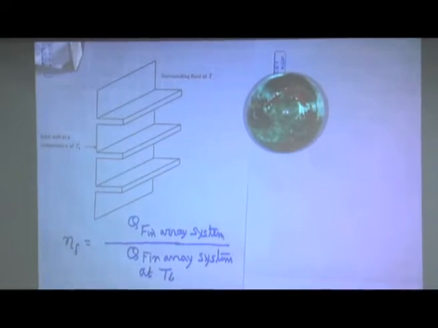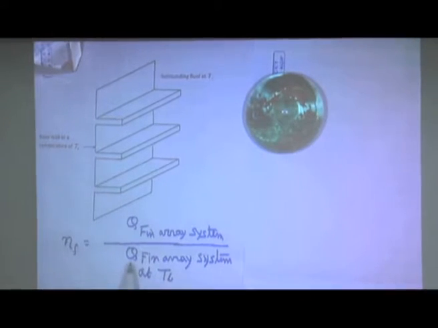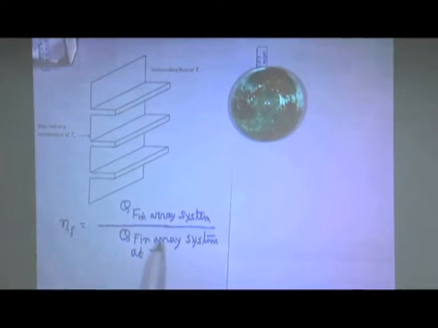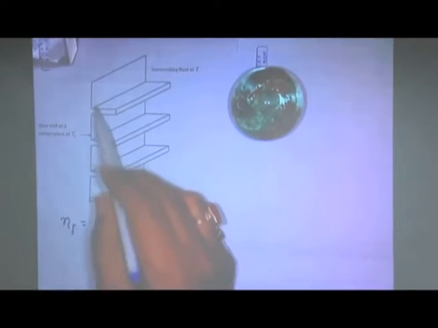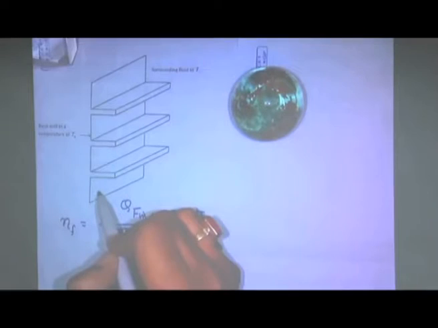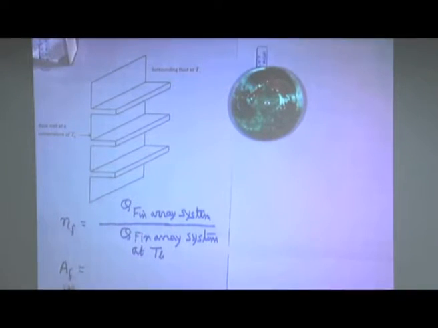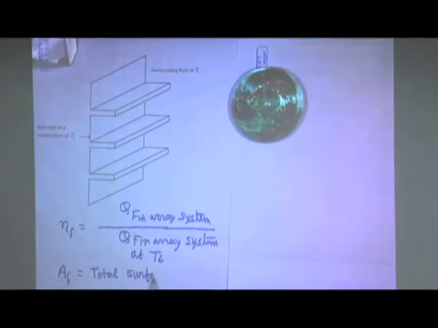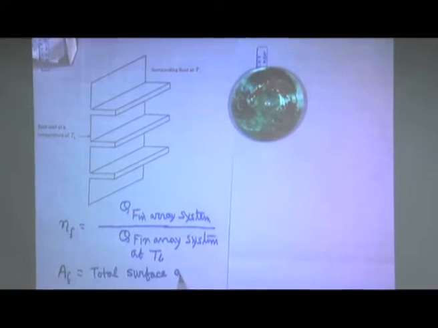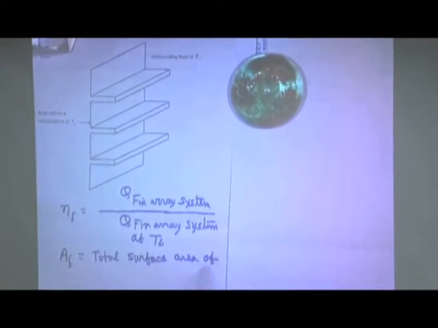What is the difference? The difference is that here, for the fin array system, when we consider Q, we have to consider the heat transfer from the fin and also the heat transfer from the unfinned portion. Now if we have a nomenclature like this, let us consider AF as the total surface area of the fin.